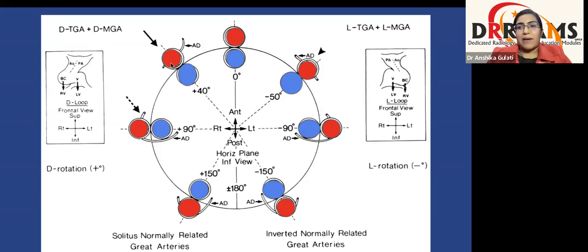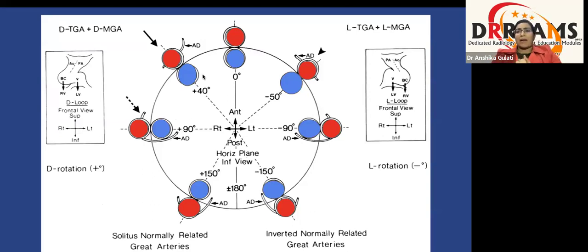I know this is slightly complicated, but please focus. Whichever artery is arising from the right ventricle will be anterior because it has a conus below it which pushes it anteriorly. So normally pulmonary artery is arising from the right ventricle, so that will be anterior. And in TGA or transposition of great arteries, aorta arises from right ventricle, so that will be anterior. So now we just have to see whether it is on the right side or on the left side. If aorta is anterior and to the right, it is DTGA or dextro-TGA. And if aorta is anterior and to the left, it is LTGA or levo-TGA.